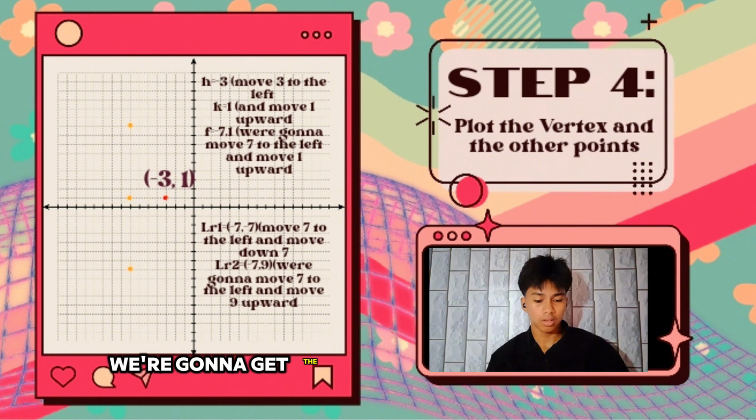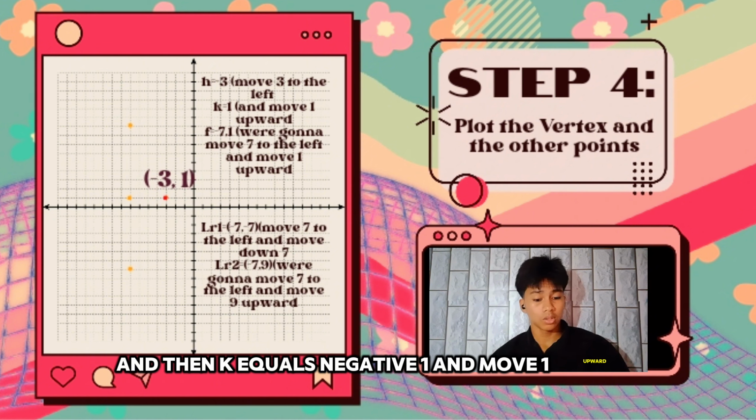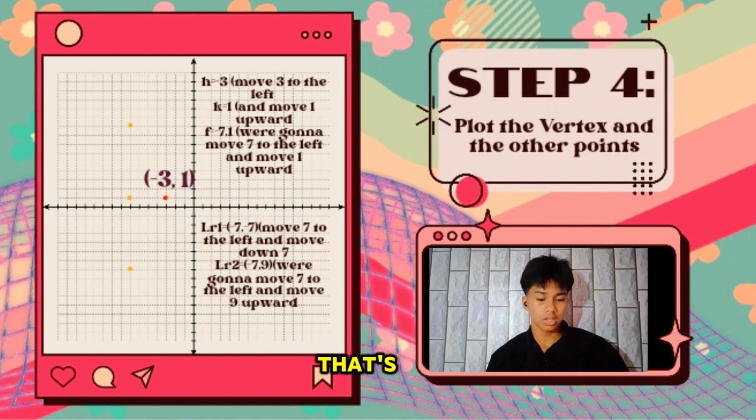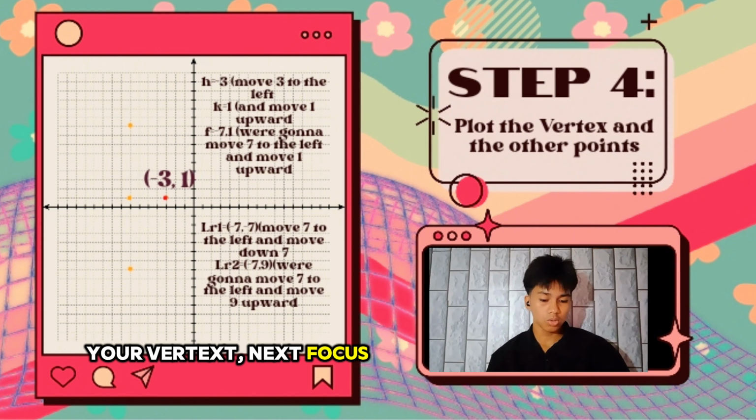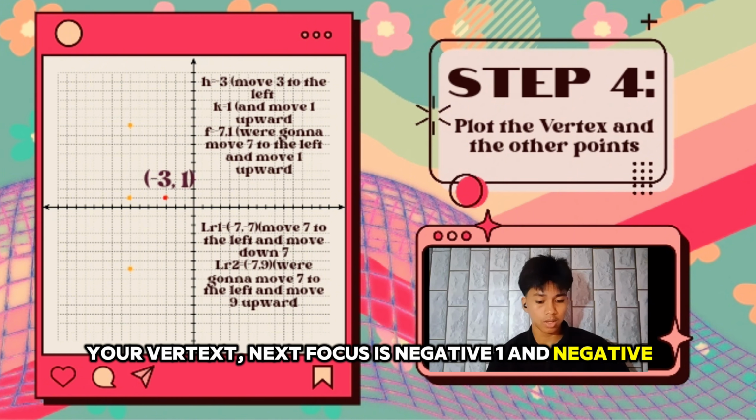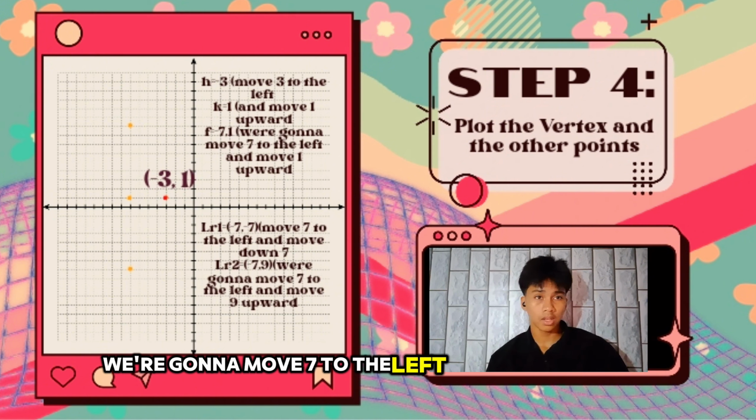Step 4. We're gonna plot the vertex and the other points. So h equals negative 3, so we're gonna move 3 units to the left. Then k equals 1 and move 1 upward. So that's the vertex. So the focus is negative 7 and 1. We're gonna move 7 to the left and move 1 upward. So that is the focus.